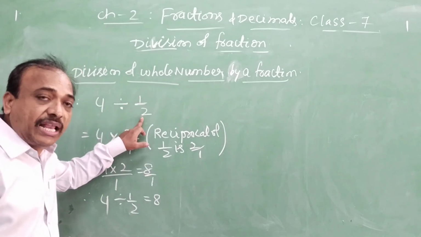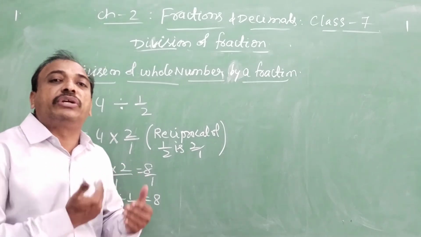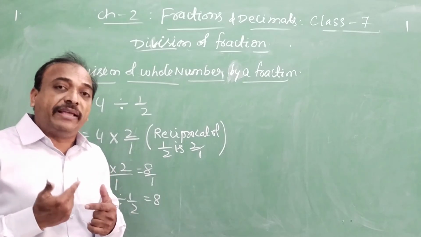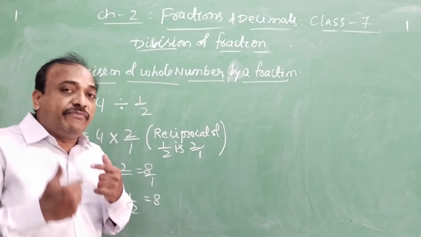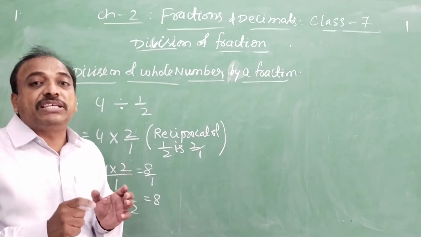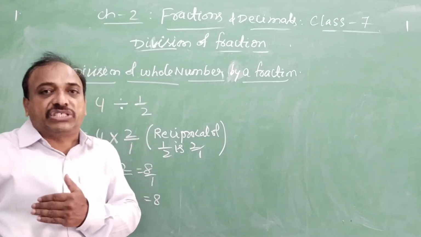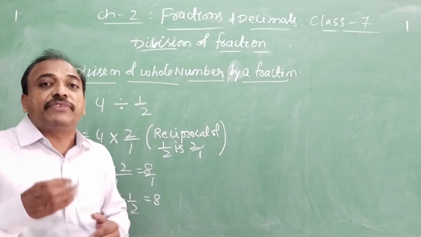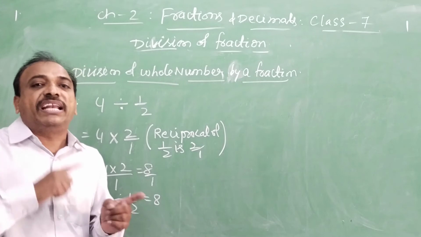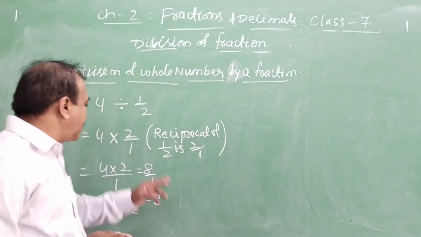The reciprocal of 1 by 2 is 2 by 1, interchanging the numerator and the denominator. With a non-zero number, the denominator should not be 0. If you interchange 1 by 0, it is not valid; 1 by 0 is an indeterminate form. That's why reciprocals are defined for non-zero fractions. If you multiply them, the product should remain 1. Each one is called the reciprocal of the other of those two fractions.